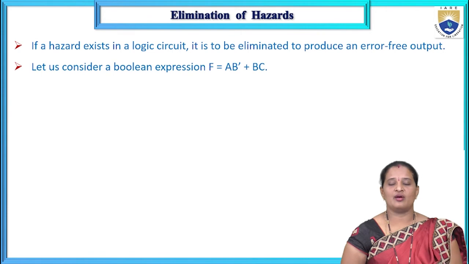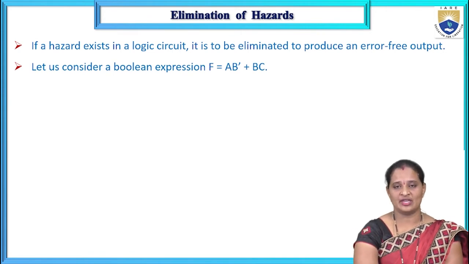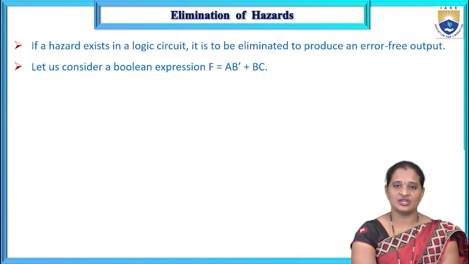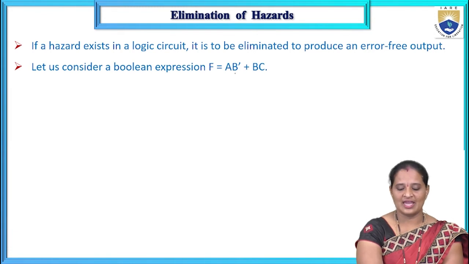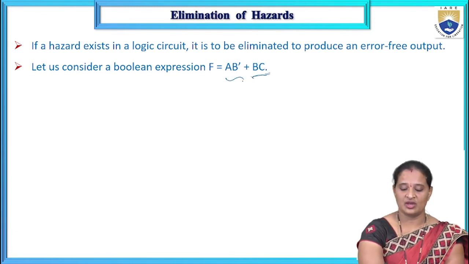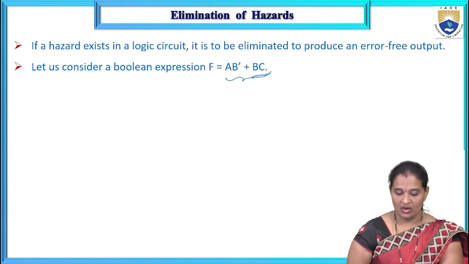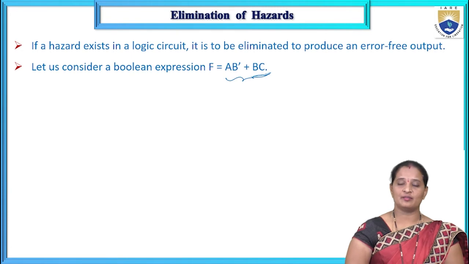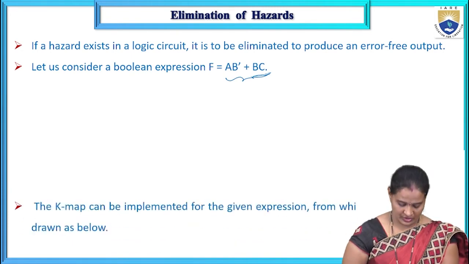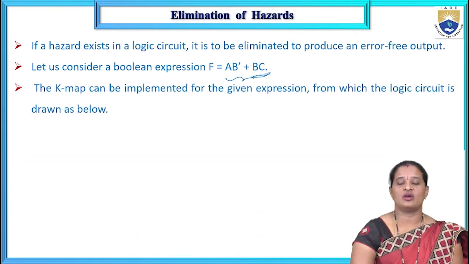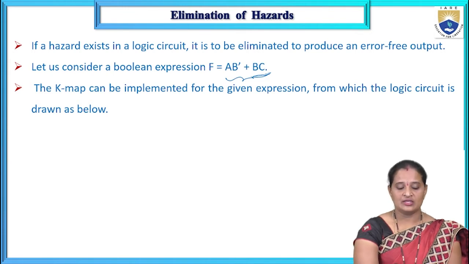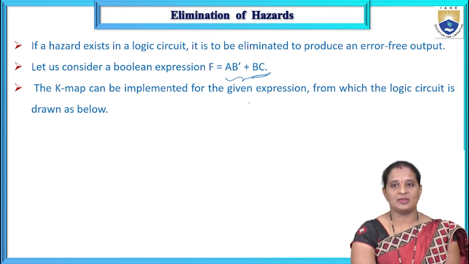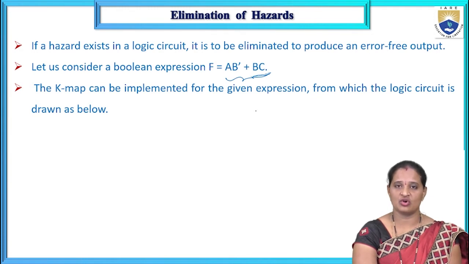So for discussing this elimination of hazard, I'm just considering a Boolean function, that is AB bar plus BC. Just now we have seen the logic circuit for this expression. So I'm considering this expression. Now I want to eliminate the hazard present in this logic circuit, right? So for that, how can we eliminate the hazard? A K-map can be implemented for the given expression from which the logic circuit is drawn.